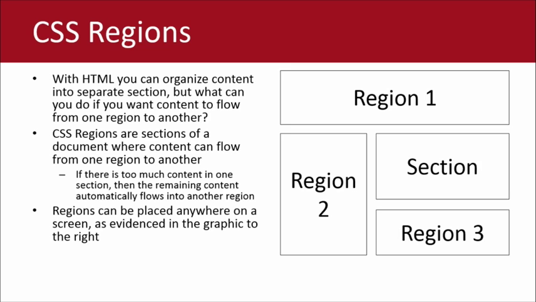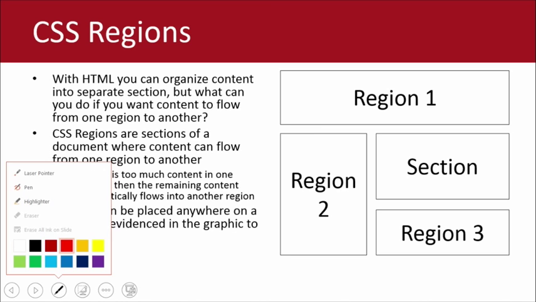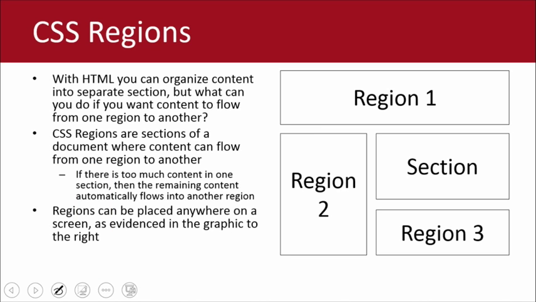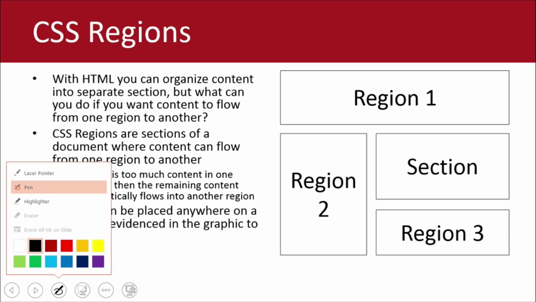So with HTML, you can organize content into separate sections, but what can you do if you want content to flow from one region to another? And the answer to this is CSS regions. There's sections of a document where content can flow, right?